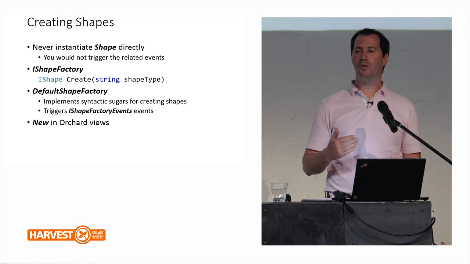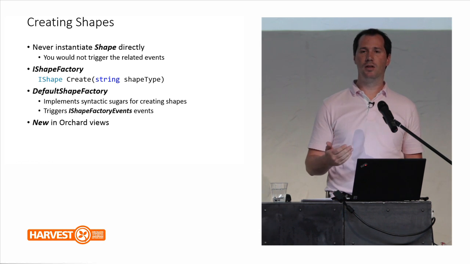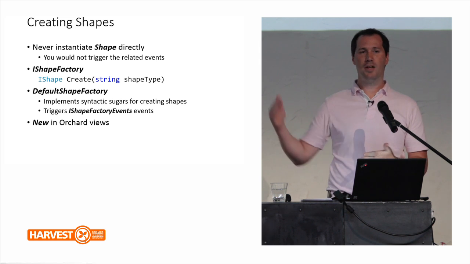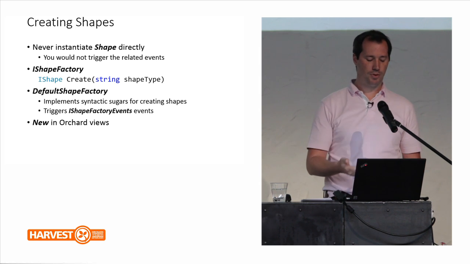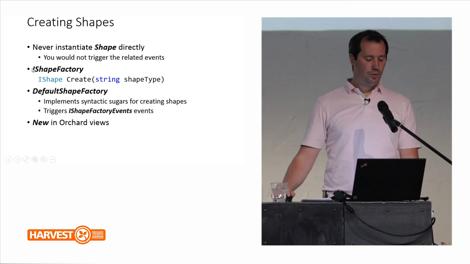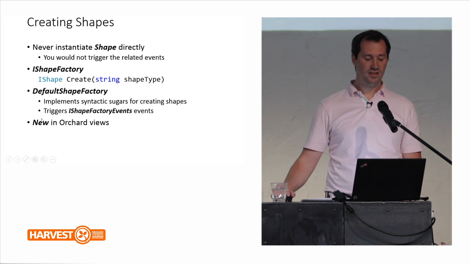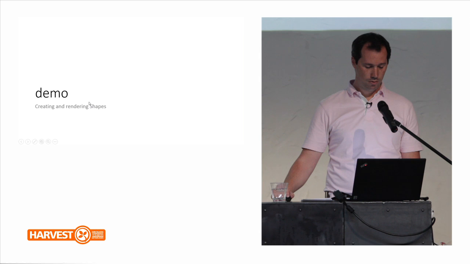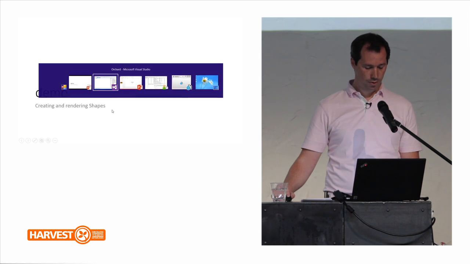If you have a way to intercept every time a shape is created, you could do something like shape tracing, to trace that a shape has been created, add some metadata and render it on the front end. That's how we do the shape tracing. I will show you. And obviously, you never try to resolve the IShapeFactory because it would be cumbersome. We have, in all Orchard views, a property named New, which is an instance of an IShapeFactory, actually the DefaultShapeFactory. So from Orchard views, we just use New. This is a shape factory. And on New, there is a Create method, but there are other syntactic sugars that I will show you right now. How to create and render shapes.